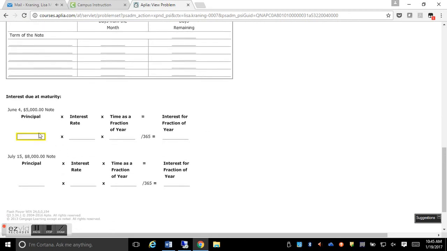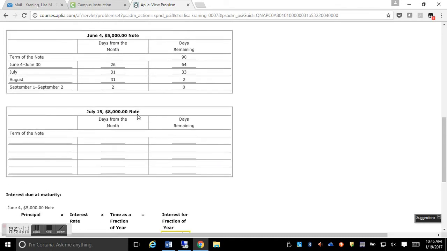Now we're going to find what the interest was. We took the note out for $5,000. Our interest rate was 10%. It was for 90 days. So you're going to take 5,000 times 10% or 0.1 times 90 divided by 365, because there are 365 days in a year. And it comes up with our interest being $123.29.